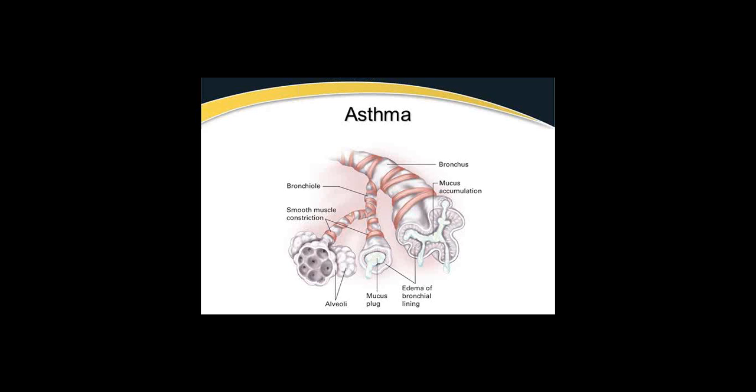So here's kind of a picture of how asthma might look. You've got your bronchus breaking down into your bronchioles and so on and so forth. The smooth muscle bands are constricting and bringing the size of those bronchioles down. You get mucus in there that starts to block some of those, and then the alveoli are almost hyperinflated from air trapping.